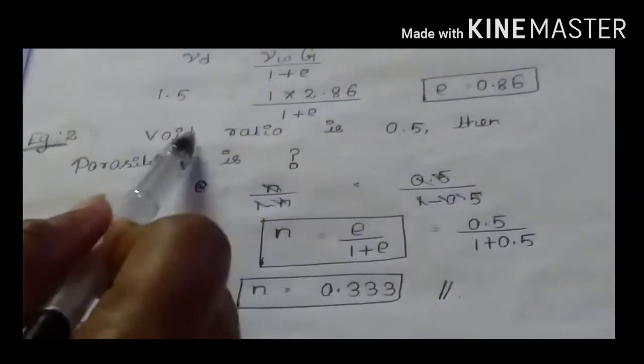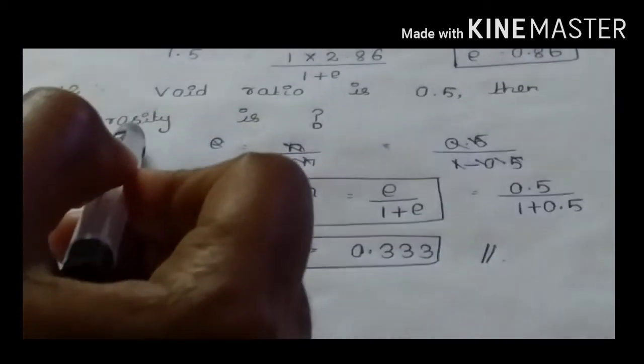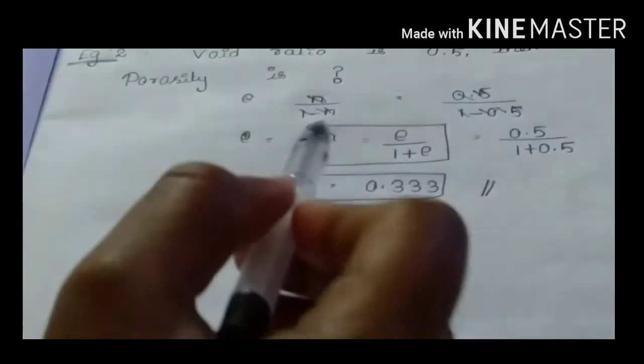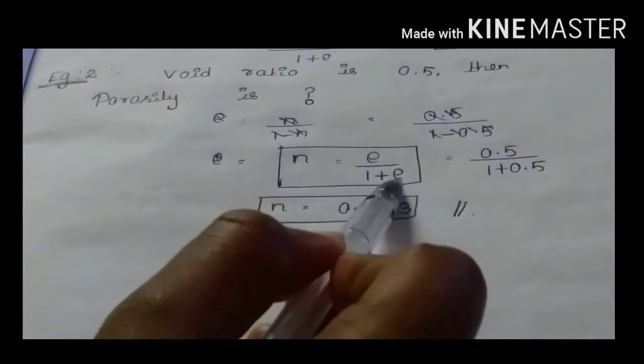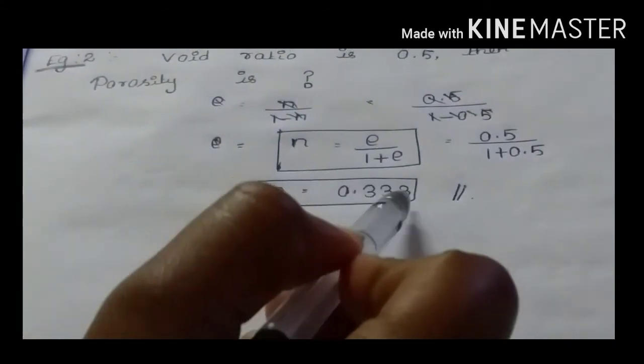Another example: void ratio they have given, they asked porosity. The relation between void ratio and porosity is n is equal to e divided by (1 plus e). We have e, then we can easily find n.